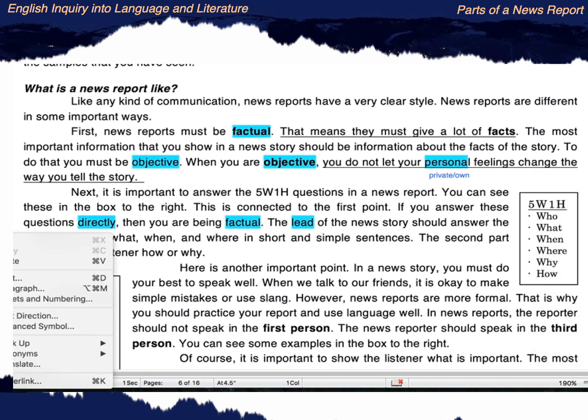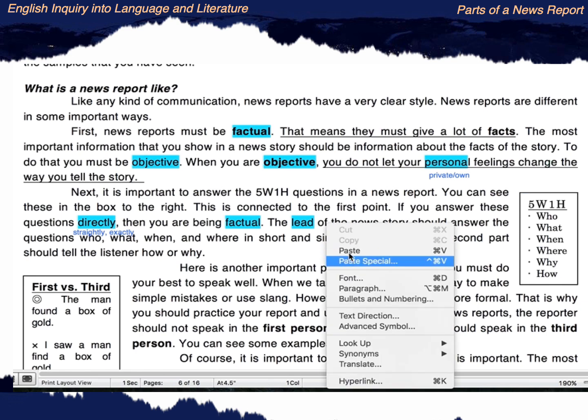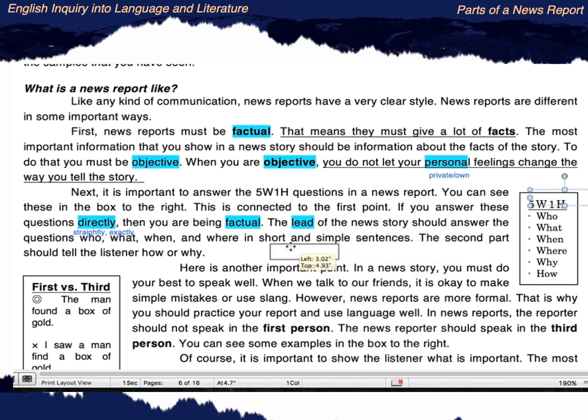Okay, now let's see. Directly means straightly, answering the question straightly, or it can be exactly. Okay, straightly or exactly. And lead, according to the dictionary, lead means the start or the opening of the news story. Okay, let's put it here.